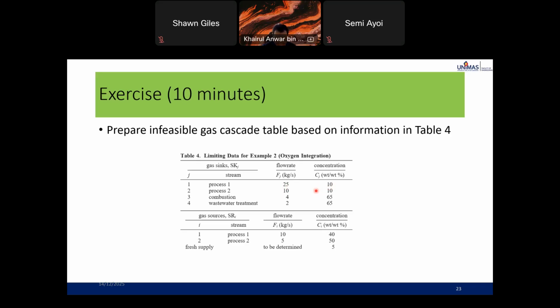We specify 10% also the combustion to 65%. That's what gives it 65, same as well.